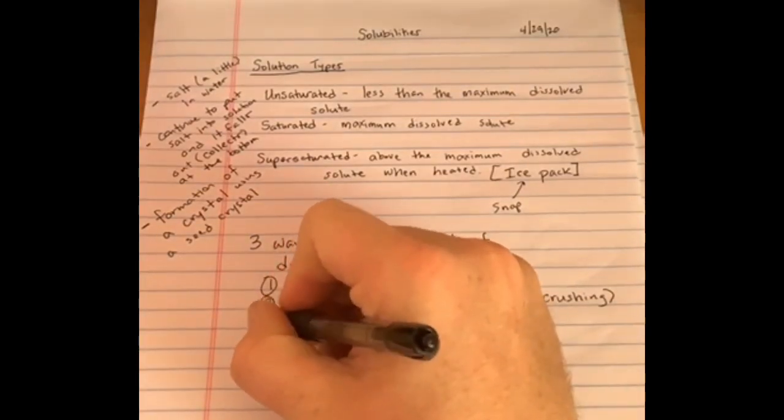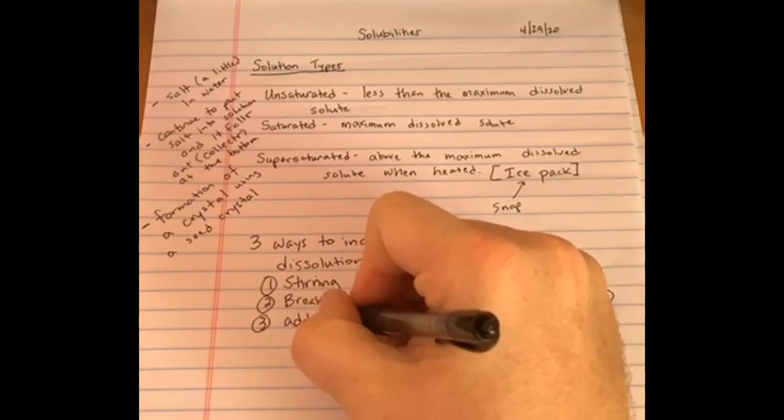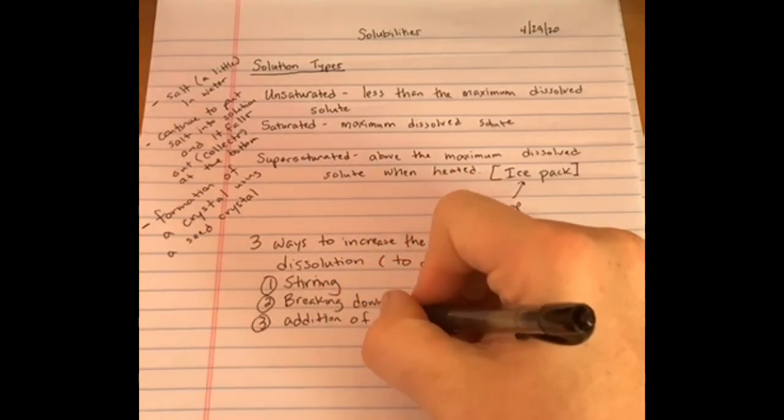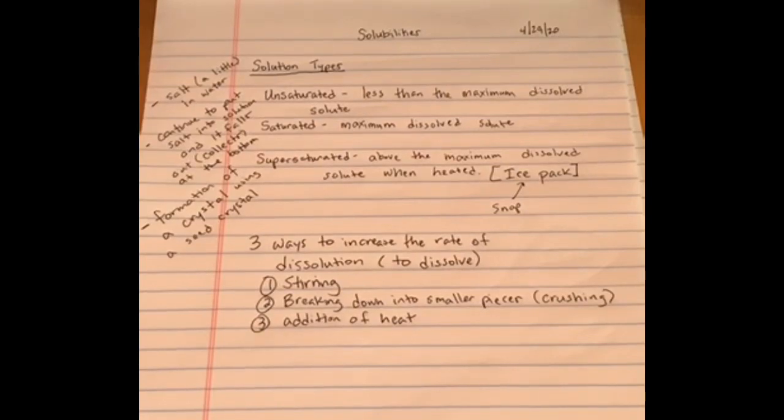And number three is the addition of heat. Right? Heat will dissolve just about anything. The reason why heat dissolves just about anything is because the amount of energy applied to a substance will increase the rate at which it dissolves, or the rate at which it forms from a solid to a liquid.